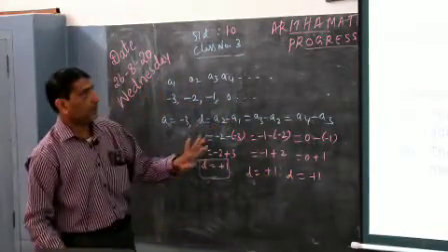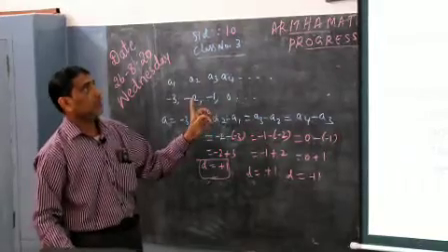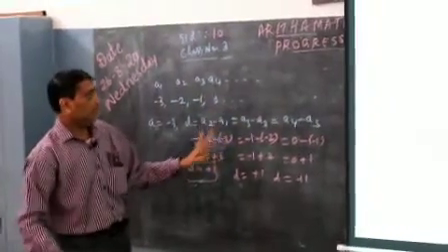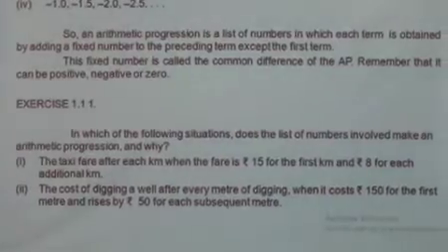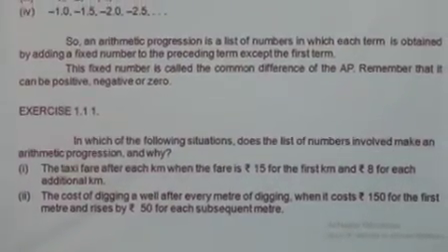In exercise 1.1 they will give you the question: check whether the following are AP or not. How to check? This is the procedure to check whether the given progressions are AP or not. Okay, look at the third example. You have to write this down in your classwork along with finding the common difference.